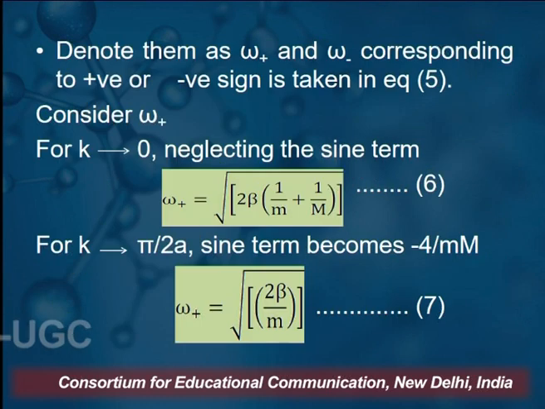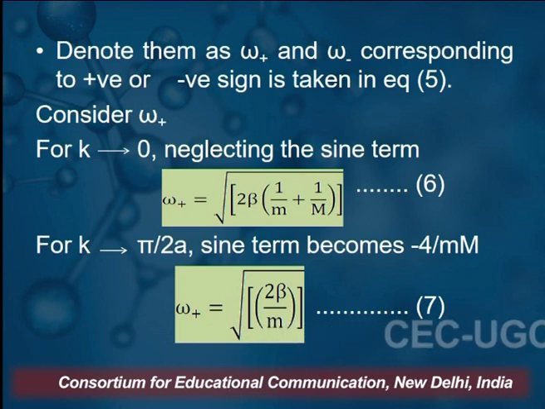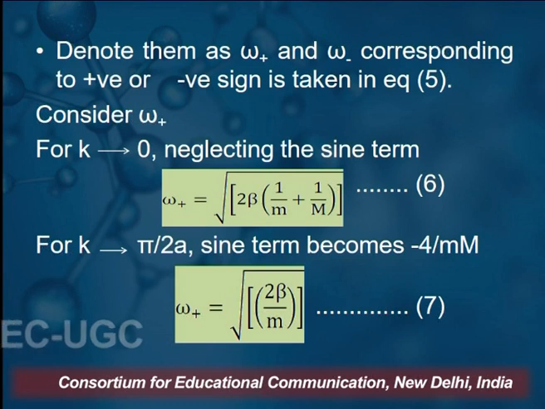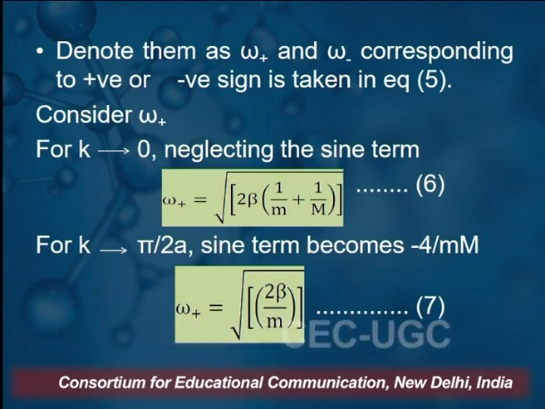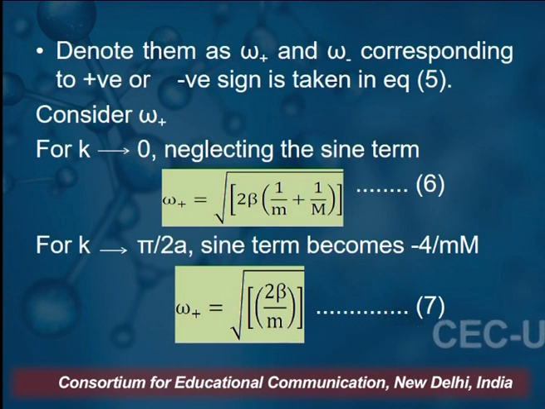Now, let me label them as omega plus and omega minus, corresponding to the positive or the negative sign that I am taking for the second term of equation 5. Now, let us consider the quantity omega plus. In the limit k tending to 0, we can neglect the sine term.